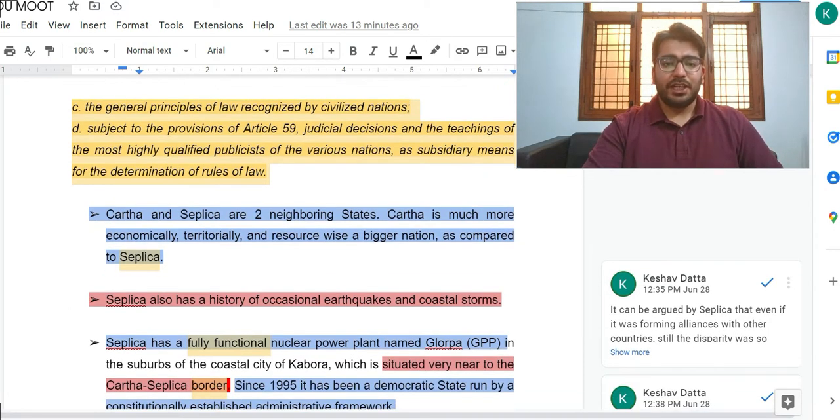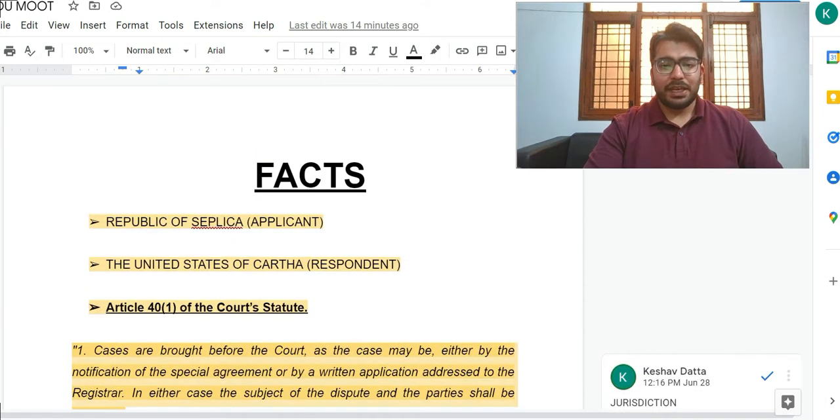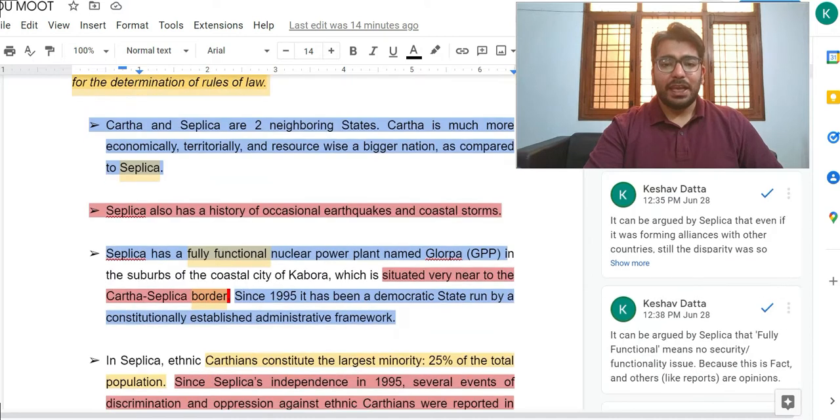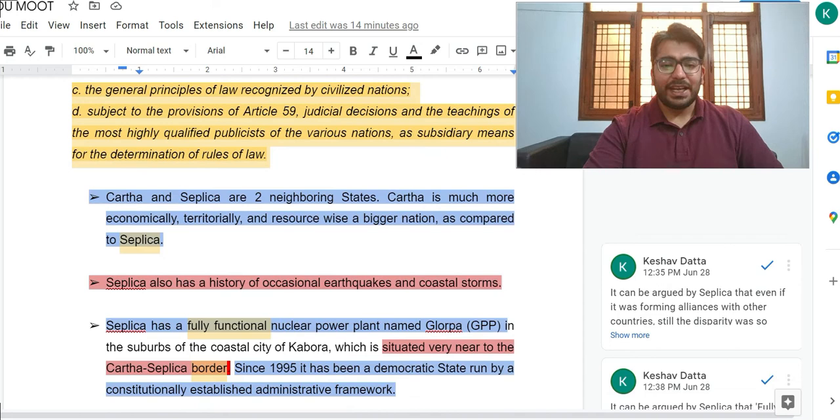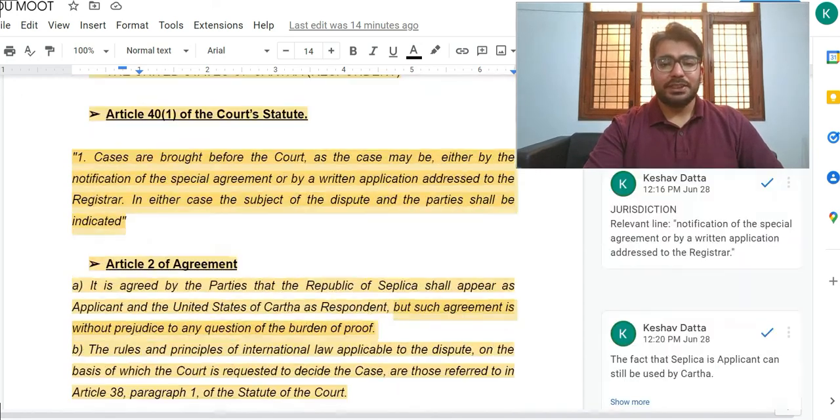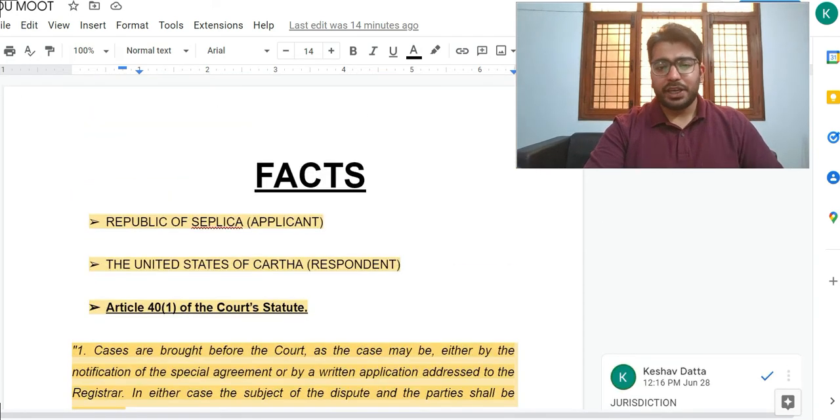If certain facts are going in favor of the applicant, and by applicant I mean the Republic of Seplica, that will be highlighted as blue, because generally in moot competitions the applicant has a memorial of blue and the respondent of red. And whenever you see red highlighted lines, that means that is a fact that the respondent can use in his or her favor.